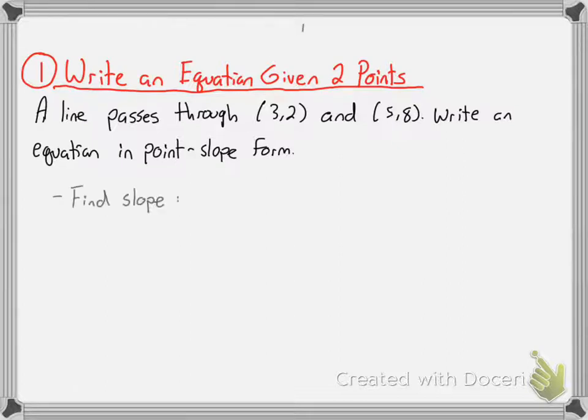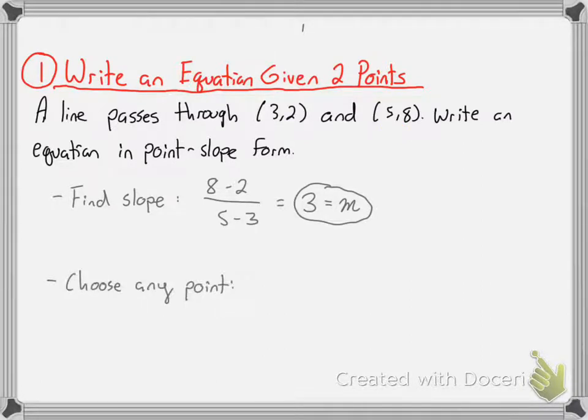So in this kind of problem, first I want to find the slope, which as I know is change in y over change in x. So I can figure that out by writing 8 minus 2 over 5 minus 3, which simplifies to 6 over 2, which finally simplifies to 3. So that's my slope. From here, I need to choose any coordinate.